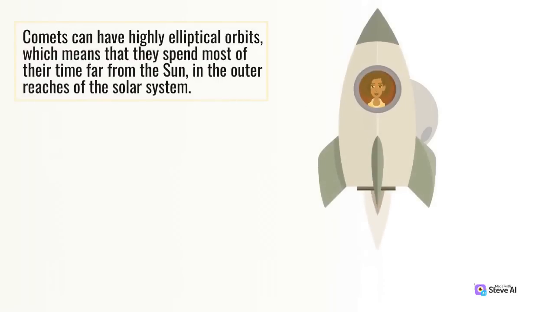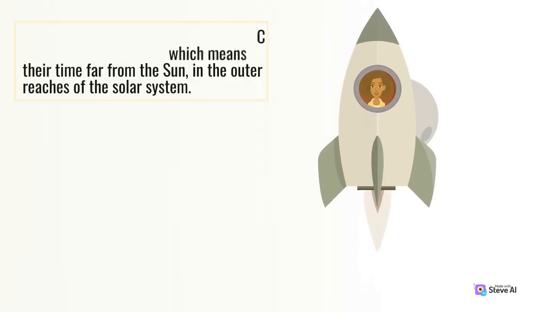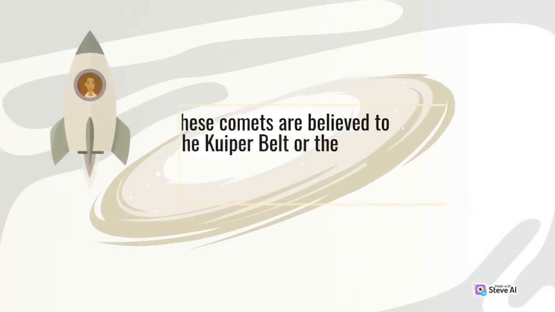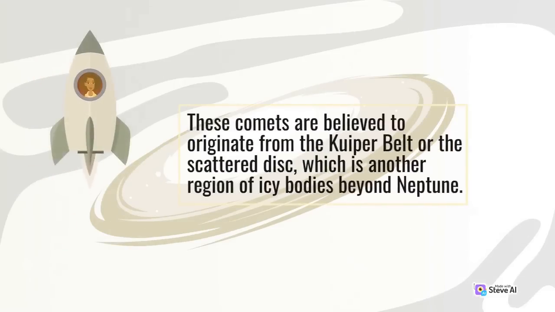Comets can have highly elliptical orbits, which means that they spend most of their time far from the Sun, in the outer reaches of the solar system. However, some comets have been observed to have very short periods, which means that they orbit the Sun in a matter of years or even months. These comets are believed to originate from the Kuiper belt or the scattered disk, which is another region of icy bodies beyond Neptune.